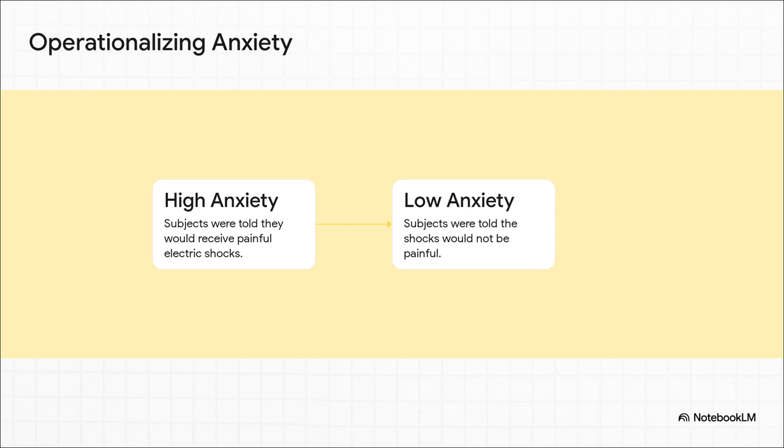He told the high anxiety group they were about to get some painful electric shocks. Then he told the low anxiety group that the shocks would just feel like a little tickle. And boom, just like that, the abstract concept of anxiety became a concrete, real, manipulable, independent variable. Now that is a strong operational definition.